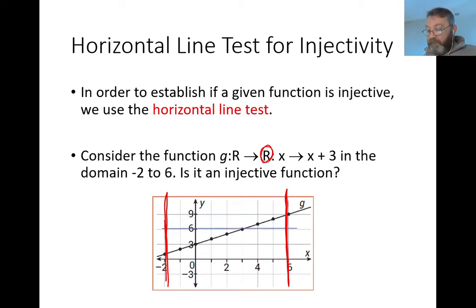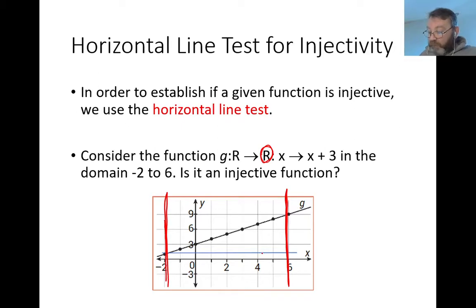There's the blue line. And you notice that as we move downwards, let's go back and do that again. As we run the blue line downwards, notice it only cuts that line once between the two red lines. And that's important: we're working between -2 and 6, that's key.